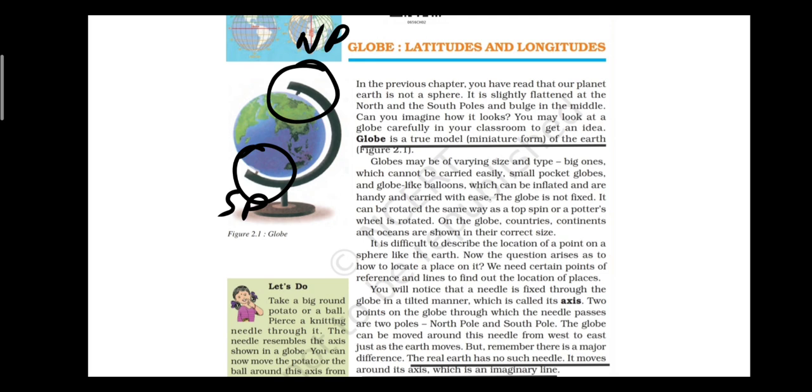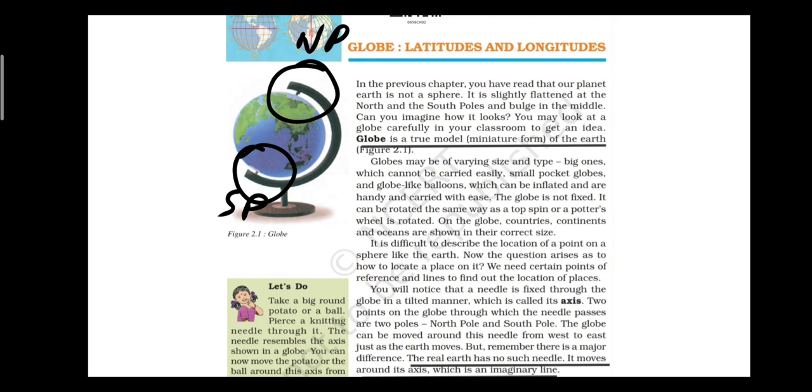Then, moving on to the next paragraph. Globes may be of varying size and type. Big ones which cannot be carried easily, small pocket globes and globe-like balloons which can be inflated and are handy and carried with ease. The globe is not fixed. It can be rotated the same way as a top spin or a potter's wheel is rotated. On the globe, countries, continents and oceans are shown in their correct size.